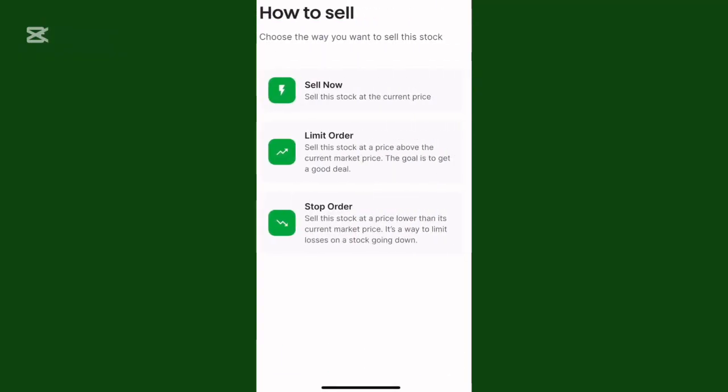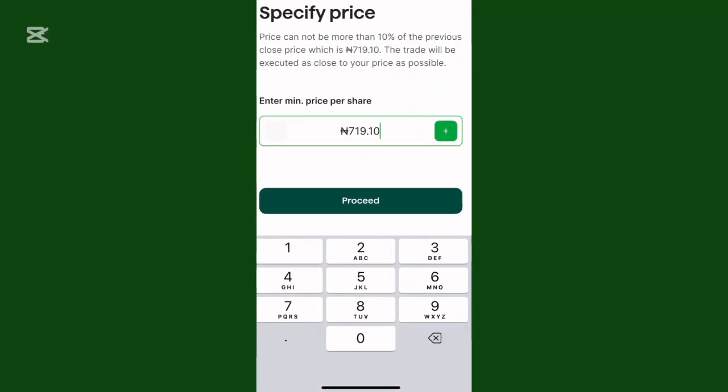So remember, if you want to sell, you also have these options: sell now, limit order, stop order. The same thing that applies with buy now applies with sell now. If you sell now, you are telling the broker to sell at whatever price they see, the current price, whether it has moved up or down. Limit order means you are giving them the minimum price, saying that you cannot sell below this price. Stop order means you can sell below this price. You are giving them the maximum price, right? So they can sell below that price, but they cannot go above that price.